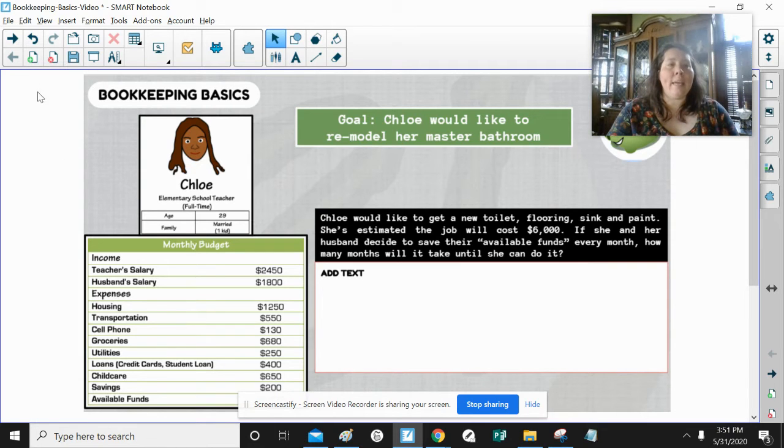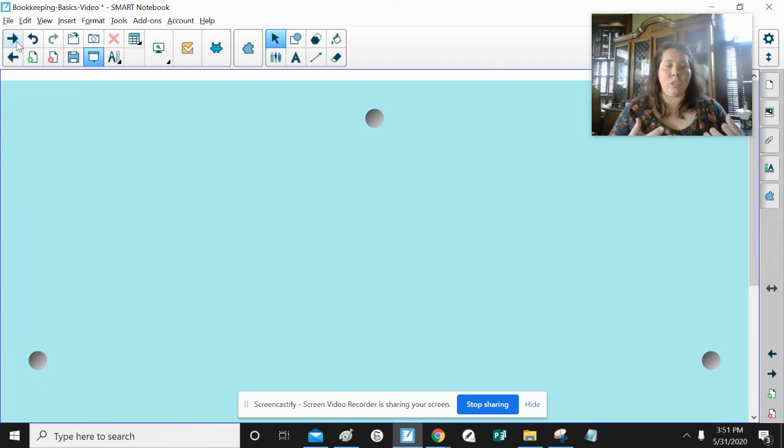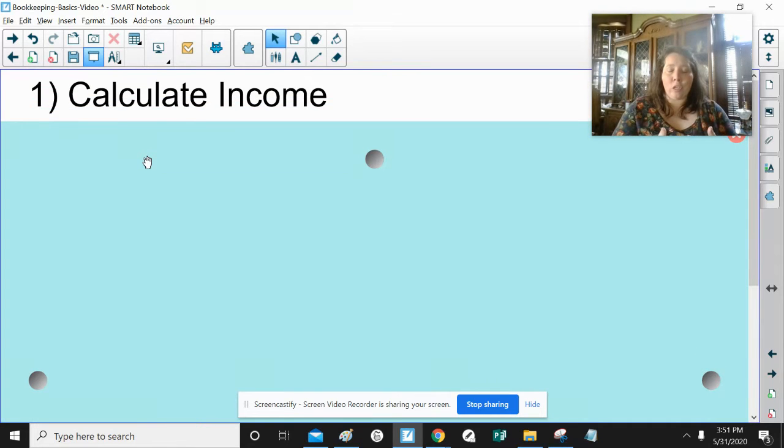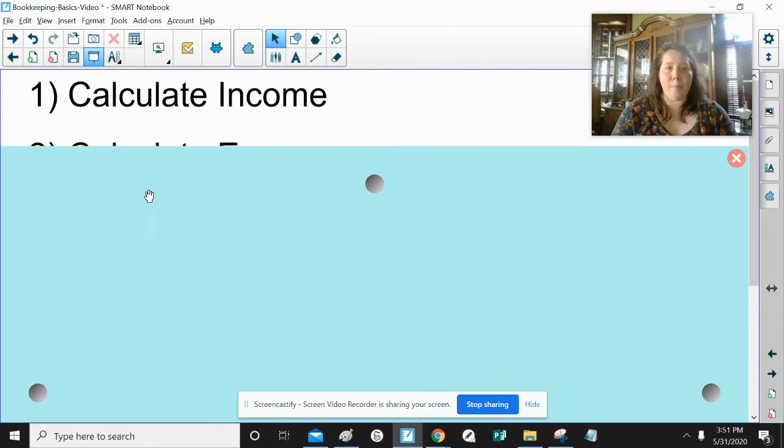So before we even get to each situation, this activity has us looking at available funds. And available funds are basically the difference between our income and our expenses. So the first step for each of our scenarios is to calculate the income. Sometimes you'll have one person's income, other times you'll have 2 or more people. So calculate the income by adding them up.